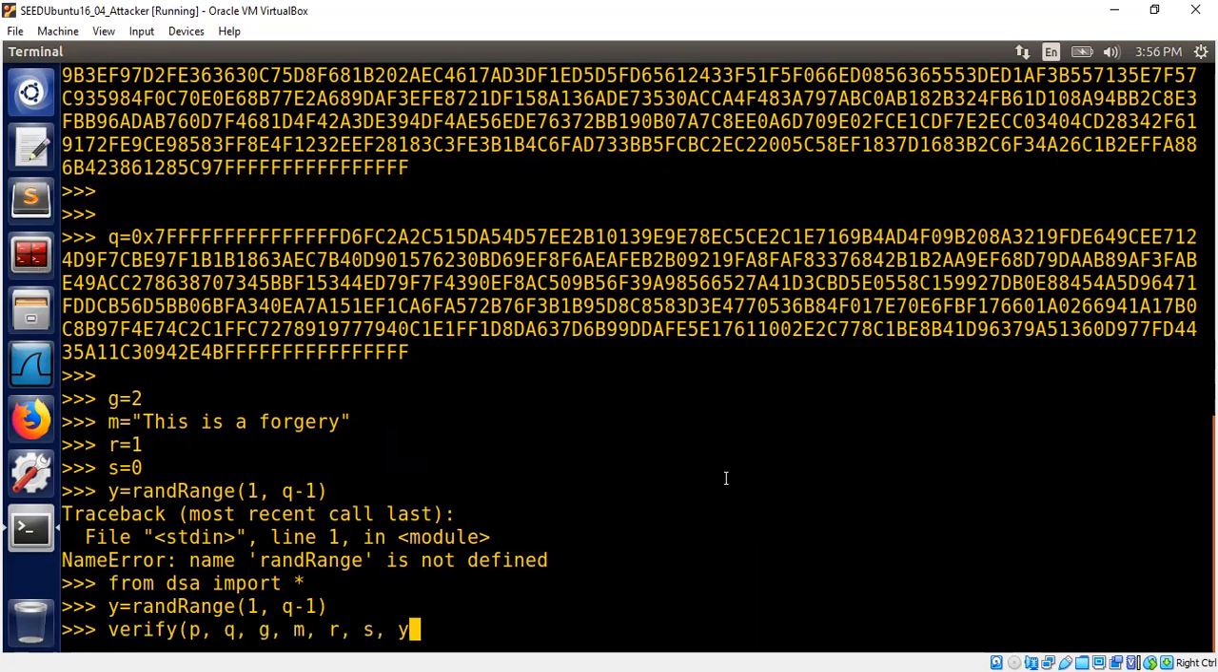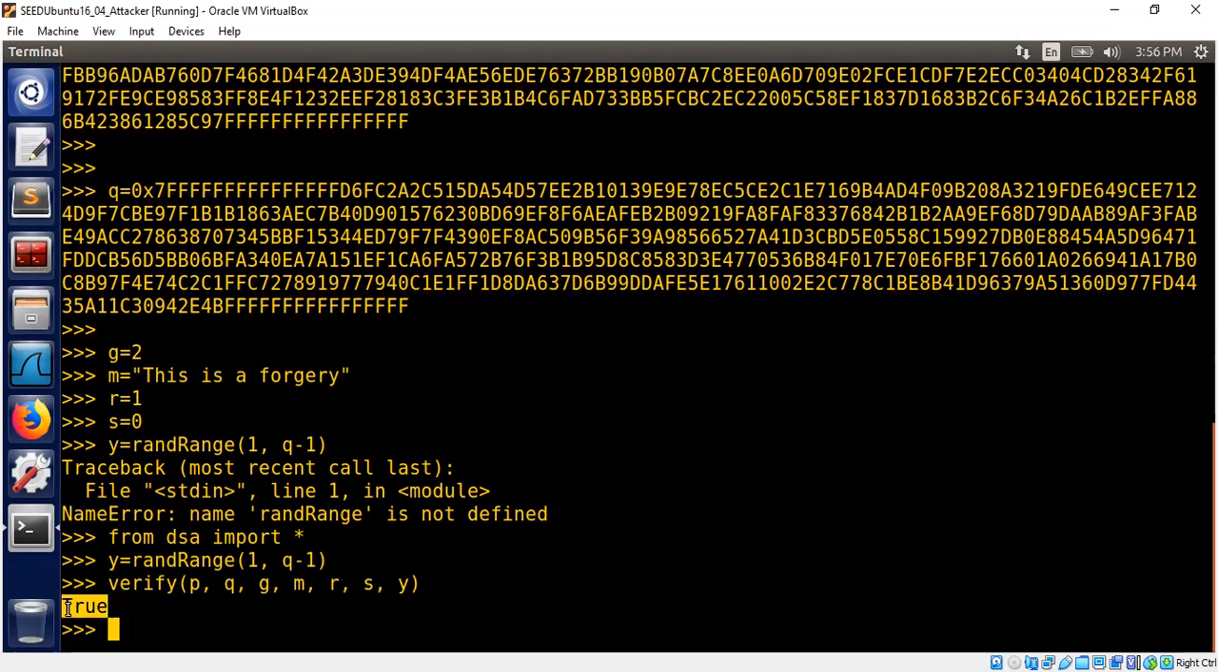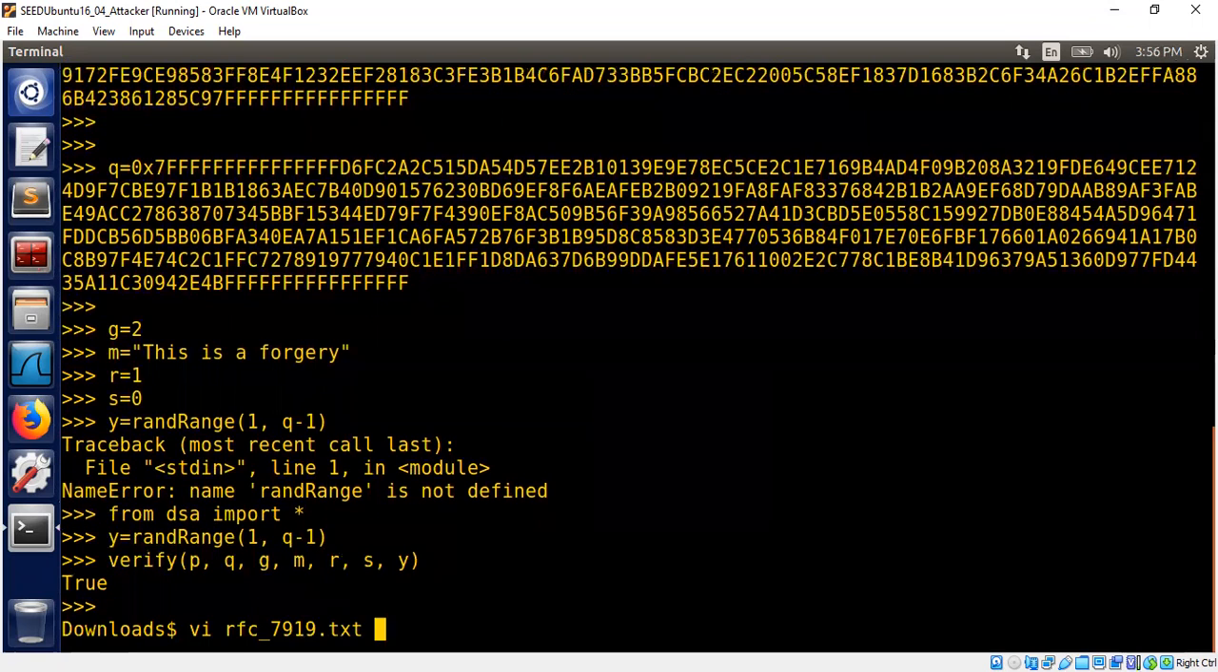So the verification function will verify successfully. For verify, you don't need the private key. For a digital signature, you need the private key, but the signature in this case is a forgery: R equal to 1, S equal to 0. You see, the verification went fine. It says true. The reason why it went fine, we can go back quickly to the implementation.